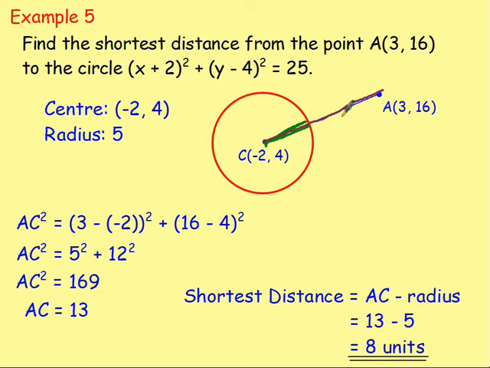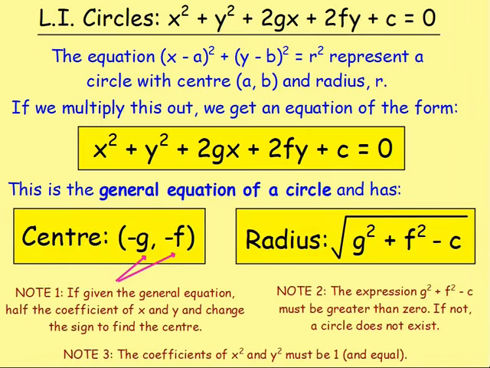So obviously the shortest distance from the point to the circle is just the whole 13. Take away this radius, and that would give us 8 units for this example. After that, we then looked at the general equation of the circle.